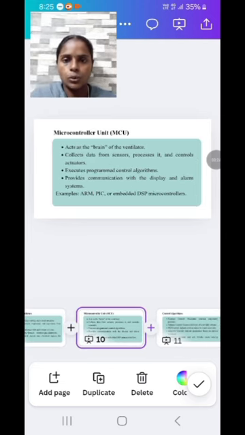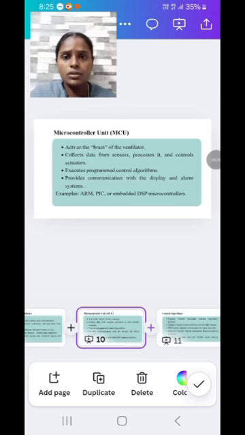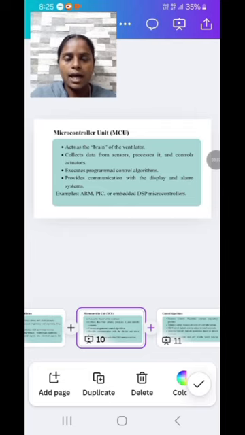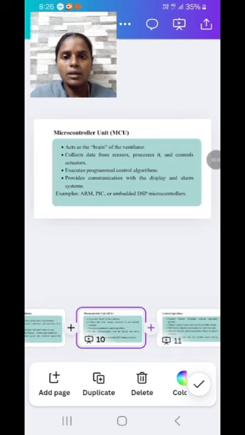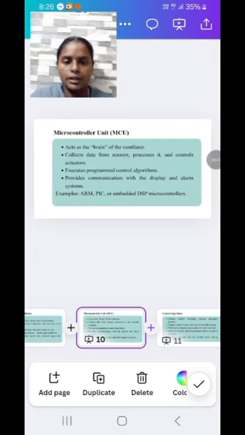Next, the microcontroller unit. The microcontroller unit acts as the brain of the ventilator. It collects the data from the sensors, processes it and controls the actuators. It executes the programmed control algorithm and provides communication with the display and alarm system. For example, ARM, PIC or embedded DSP.